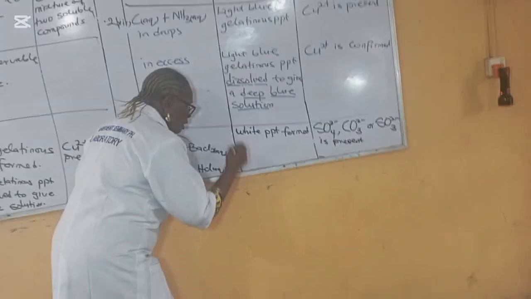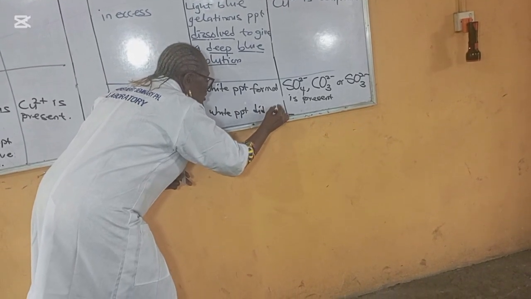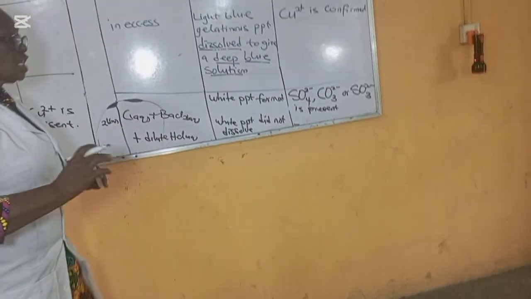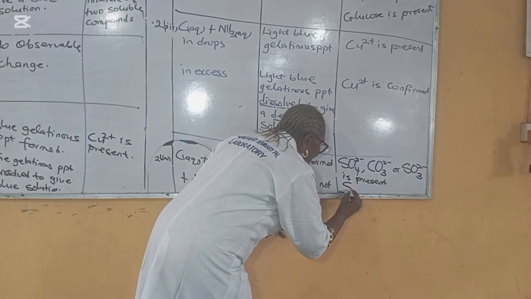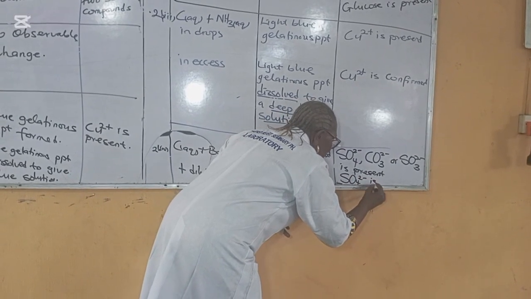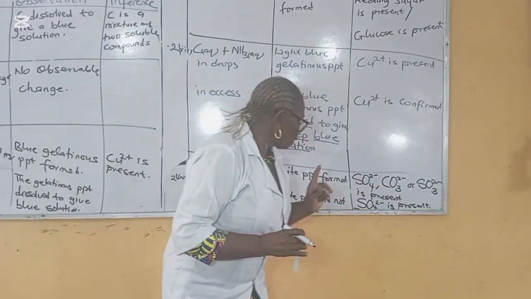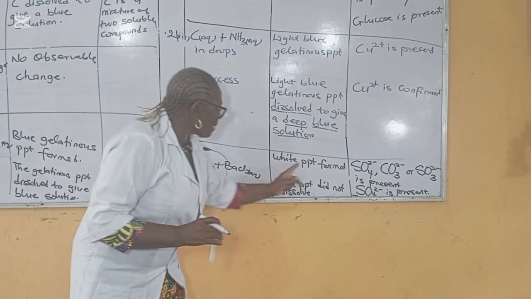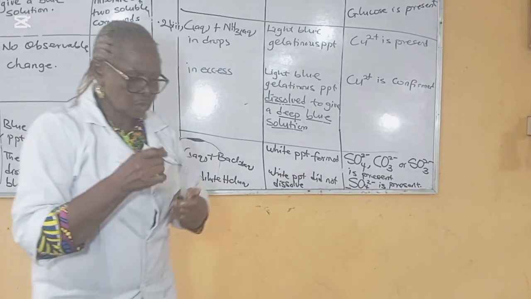You now comment. Do not say insoluble. Make a comment: white PPT did not dissolve. We stop using the word insoluble. Make a sentence: white PPT did not dissolve, meaning that XO4 2 minus is present. For SO3 2 minus, it will dissolve with dilute HCl. But since this white PPT did not dissolve, it's not any of the two, but XO4 2 minus. That's how to report on that.